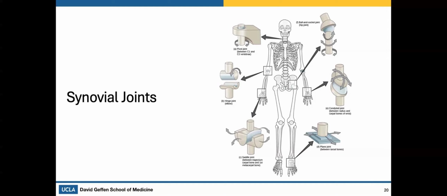Saddle joints. These can allow for angular movements in multiple directions, like the joint in your thumb. And plane joints. These allow for limited gliding movements, like the joints in your foot. And the last type are condyloid joints. These allow for angular movements, like the joint in your wrist.